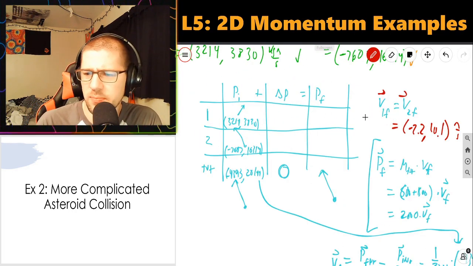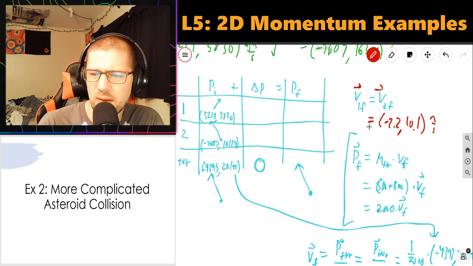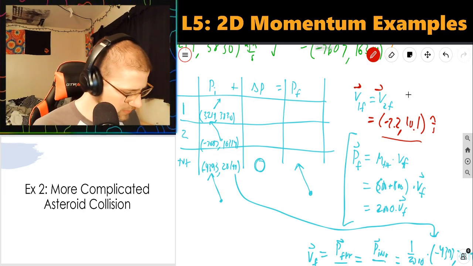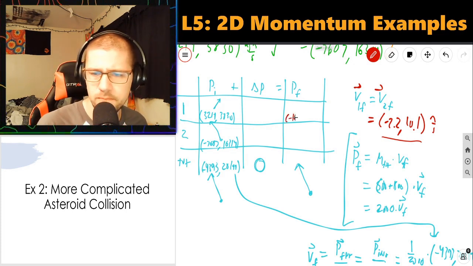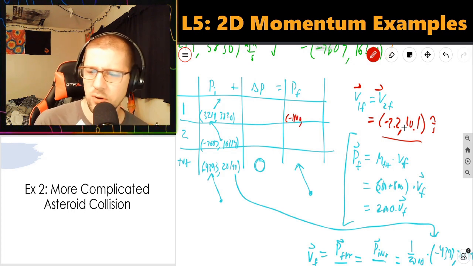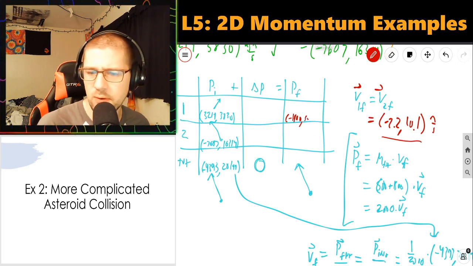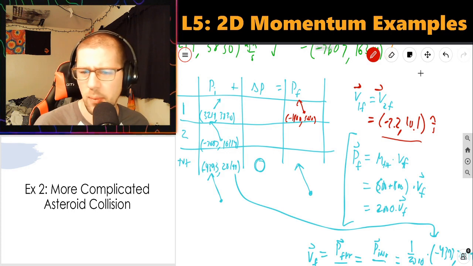The final momentum of my first mass is just going to be the first mass size times this final velocity. I multiply 500, the mass of the first asteroid, by the final velocity. So 500 times negative 2.2 gives me negative 1100 for the x component, and 500 times 10.1 gives me 5050 for the y component. So that's a vector pointing in this direction. Same direction as the total vector, but a different magnitude.